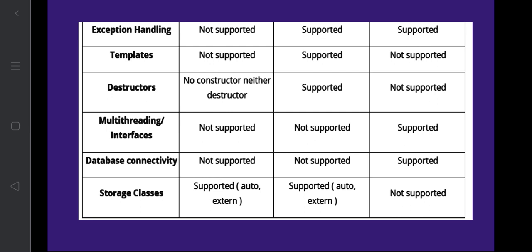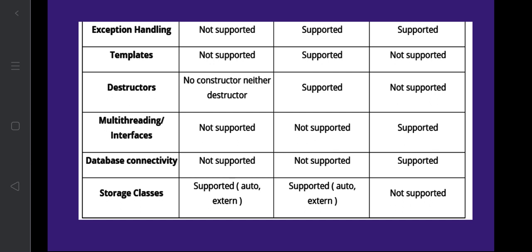And exception handling, it is not supported in C, whereas it is supported in both C++ and Java. What is exception handling is, if any error occurs during program execution, the system doesn't stop because of the error. It just throws the exception saying that the error has occurred in this place, and it will keep moving.